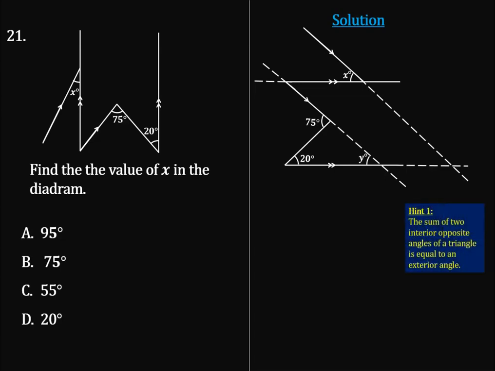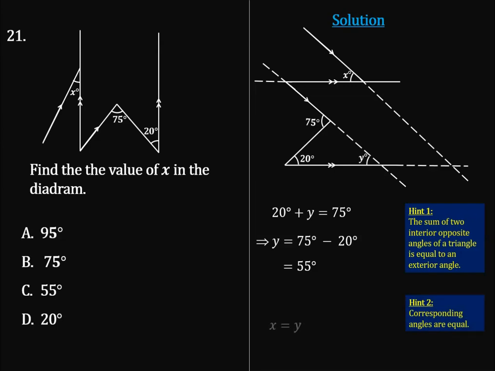Hint number 1. The sum of two interior opposite angles of a triangle is equal to an exterior angle. This means that 20 degrees plus Y is equal to 75 degrees. Therefore, Y is equal to 75 degrees minus 20 degrees, which is 55 degrees. Hint number 2. Corresponding angles are equal. This implies that x is equal to y. Therefore, x is 55 degrees. Hence, option C is the correct answer.